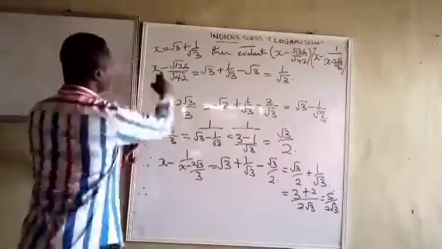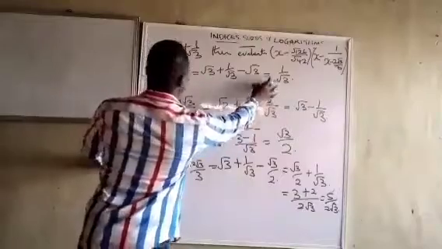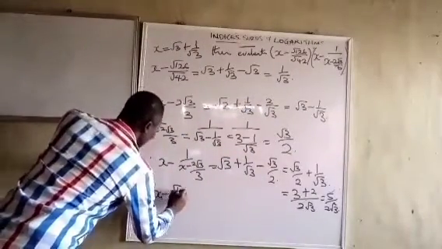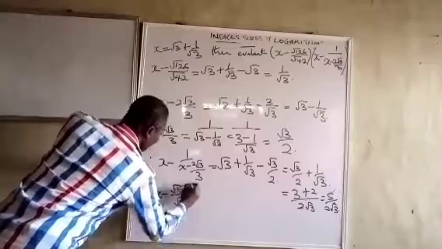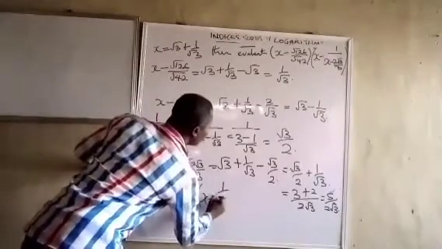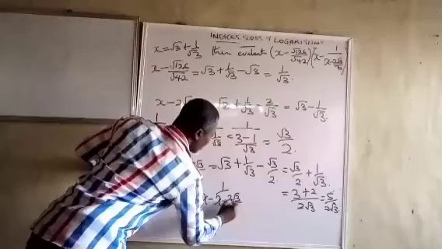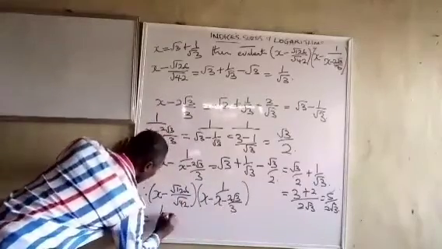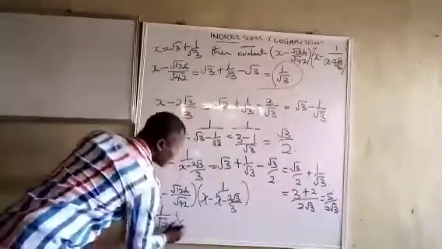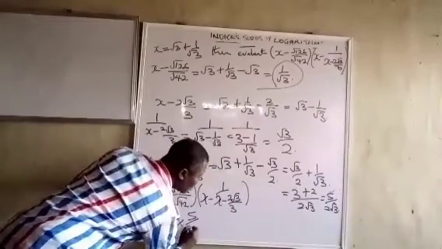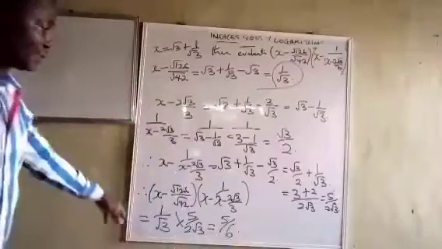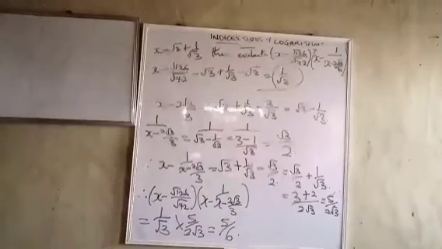Therefore, the product of this one and this one, x minus root 126 over root 42 into x minus 1 over x minus 2 root 3 over 3, is equal to 1 over root 3 times 5 over 2 root 3, which is equal to 5 over 6. That's the answer: 5 over 6.